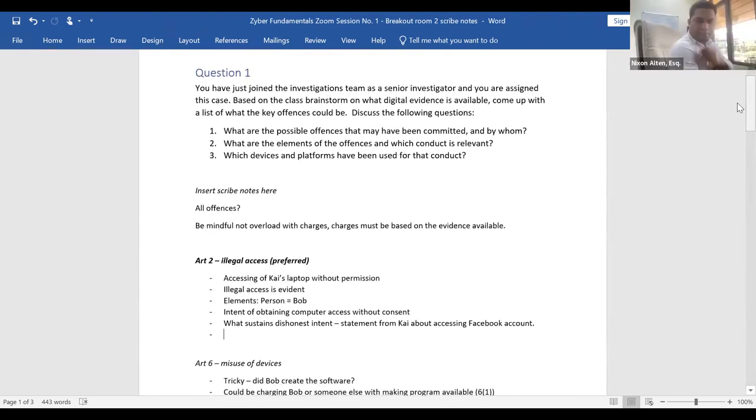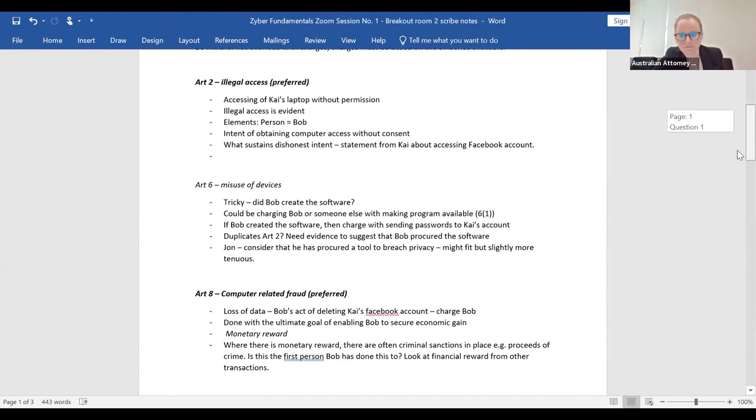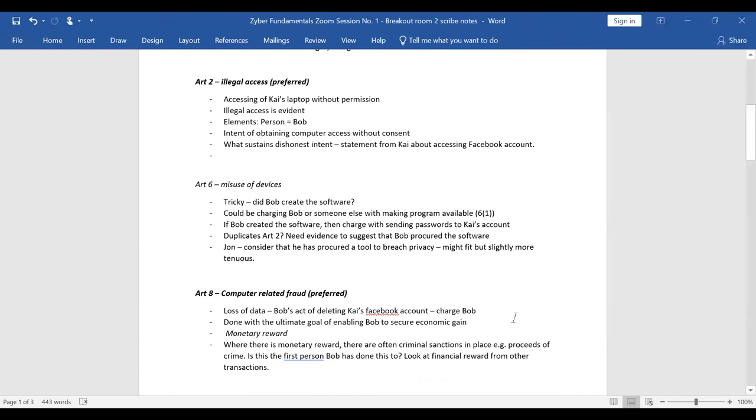I think Ayaz, you might have had some thoughts on this point. Would you like to discuss that? Some of the group members decided that all the charges under Article 1, Article 2, 6, 8, and 9 are relevant, but there was some discussion around whether to overload the charges or not, and to base our charges on the evidence that we have, on the prospect of securing a conviction.